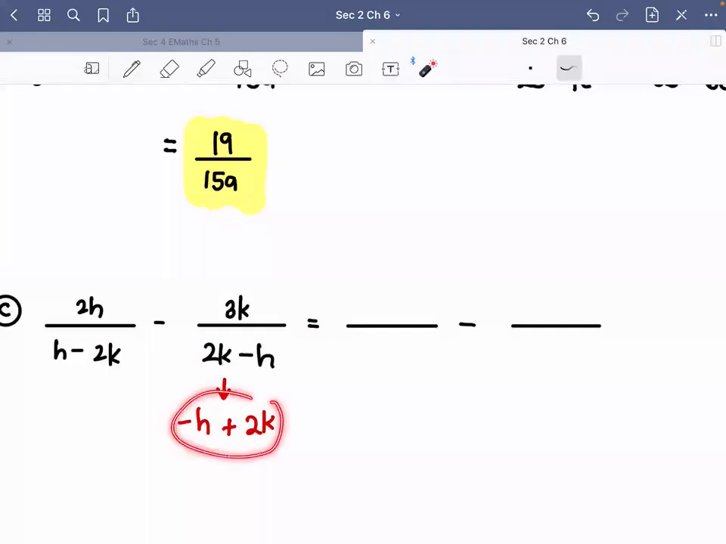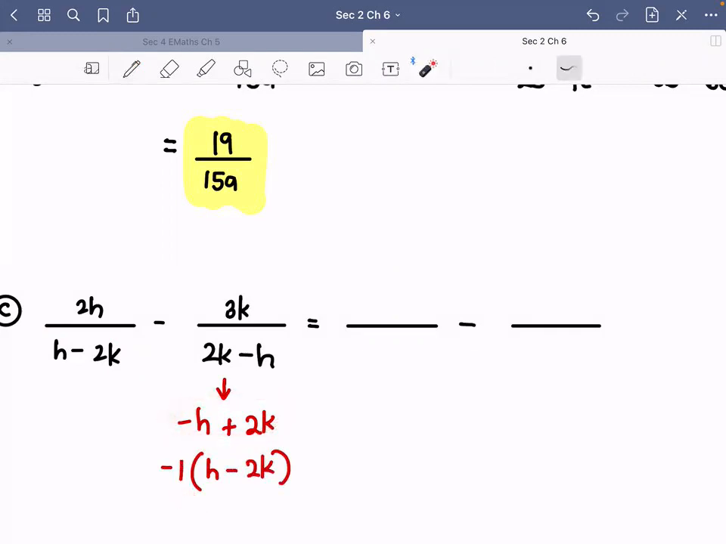But it's still different from this. So what should I do? I'll extract a negative 1 from here. So this is what will happen. I'll factor out negative 1, so it becomes h minus 2k. Again, I factored out negative 1 from here.